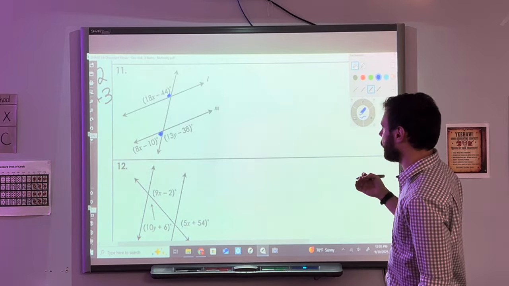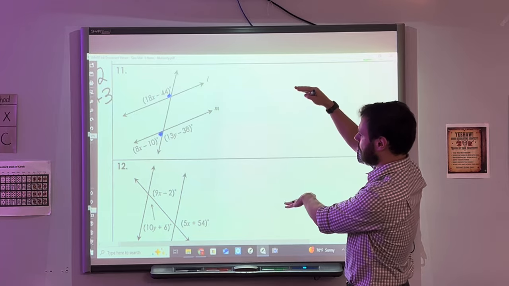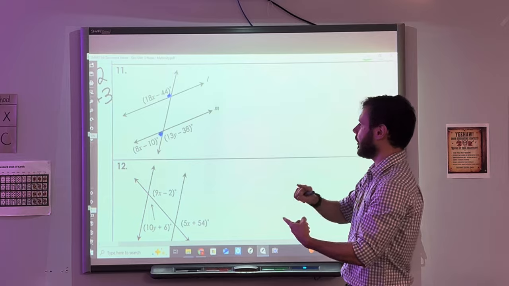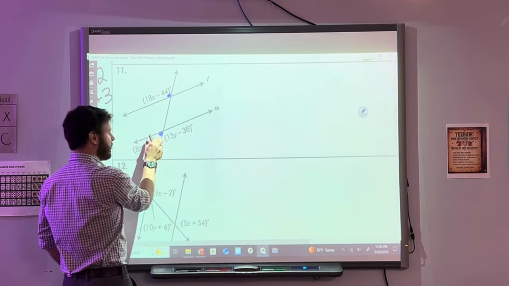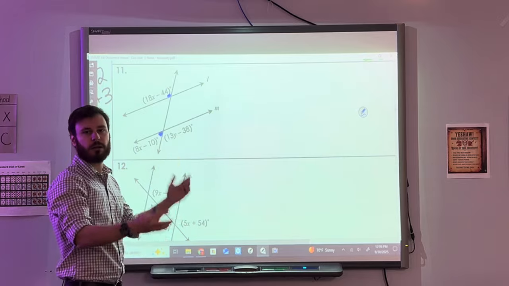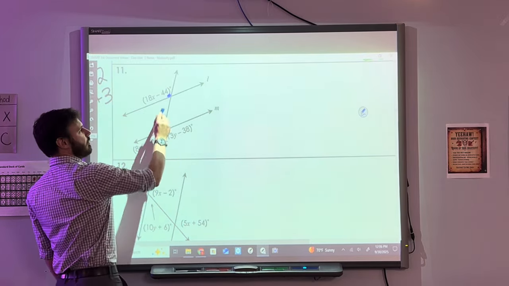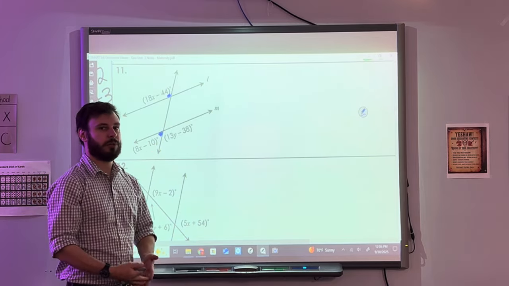What are those blue dots? It looks to me that they're both on the outside. So I have exterior, and they're both on the same side. So I have consecutive exterior. These are going to be supplementary. You can also check, one's an acute, one's an obtuse. Yeah, together they'll make 180. So what I'm going to do is take this, add it to that, and set it equal to 180.